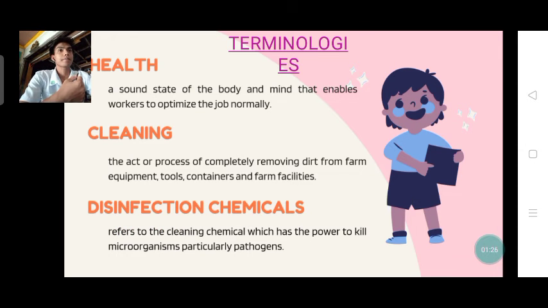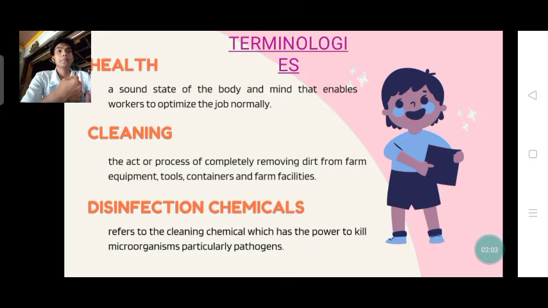Health is a sound state of body and mind that enables workers to perform the job normally. Cleaning is the act or process of completely removing dirt from the equipment, tools, containers, and farm facilities. Disinfection chemical refers to the cleaning chemical which has the power to kill microorganisms, particularly pathogens.